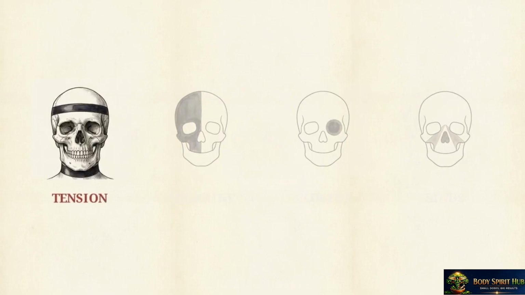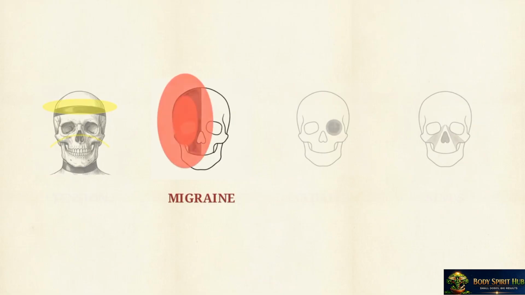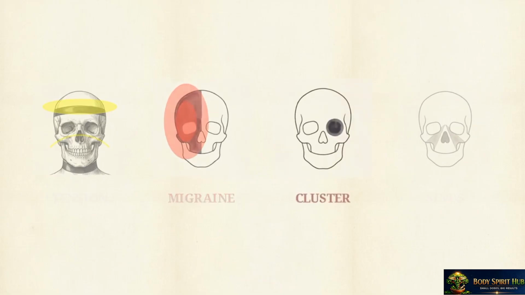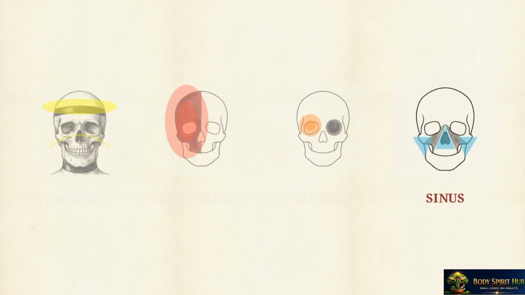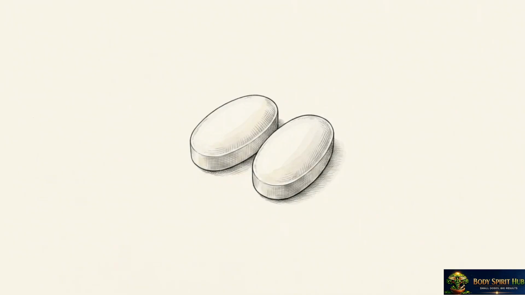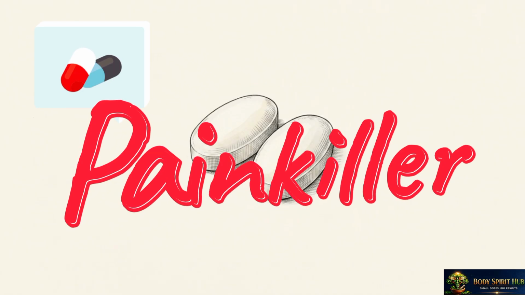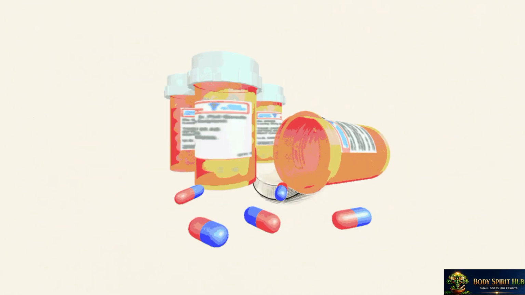This diagram shows the primary physiological zones: a tight band across the forehead and neck for tension, a one-sided throb for migraines, concentrated ocular pain for cluster headaches, and deep facial pressure for sinus issues. The standard response to any of these 4 zones is to take an over-the-counter painkiller like ibuprofen or acetaminophen.